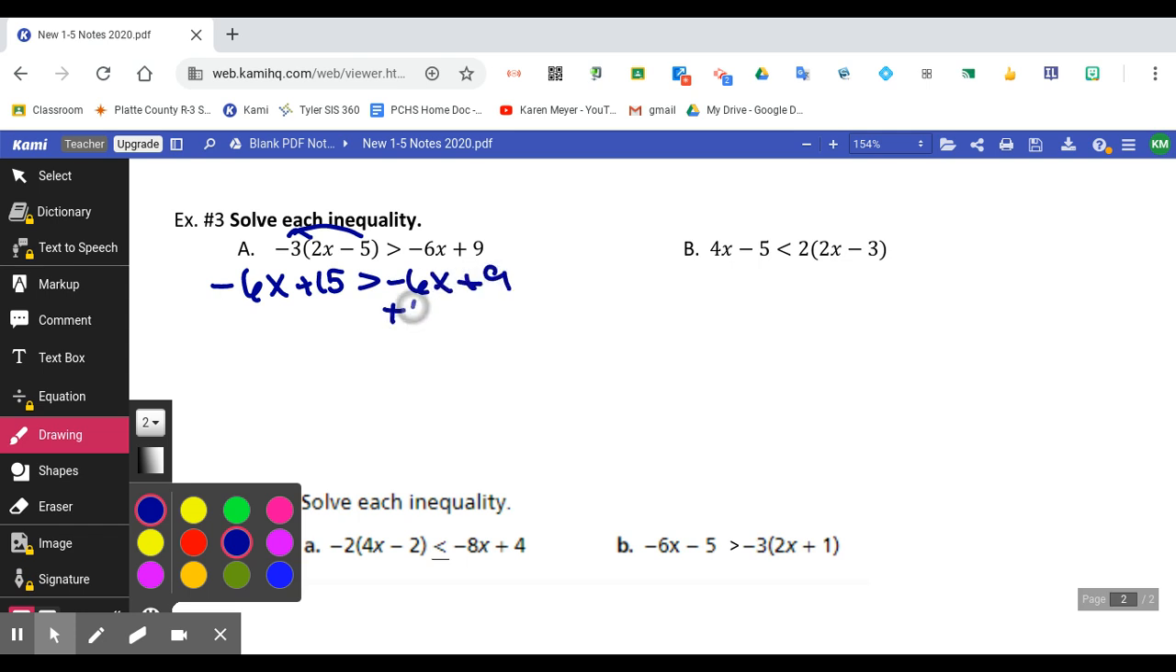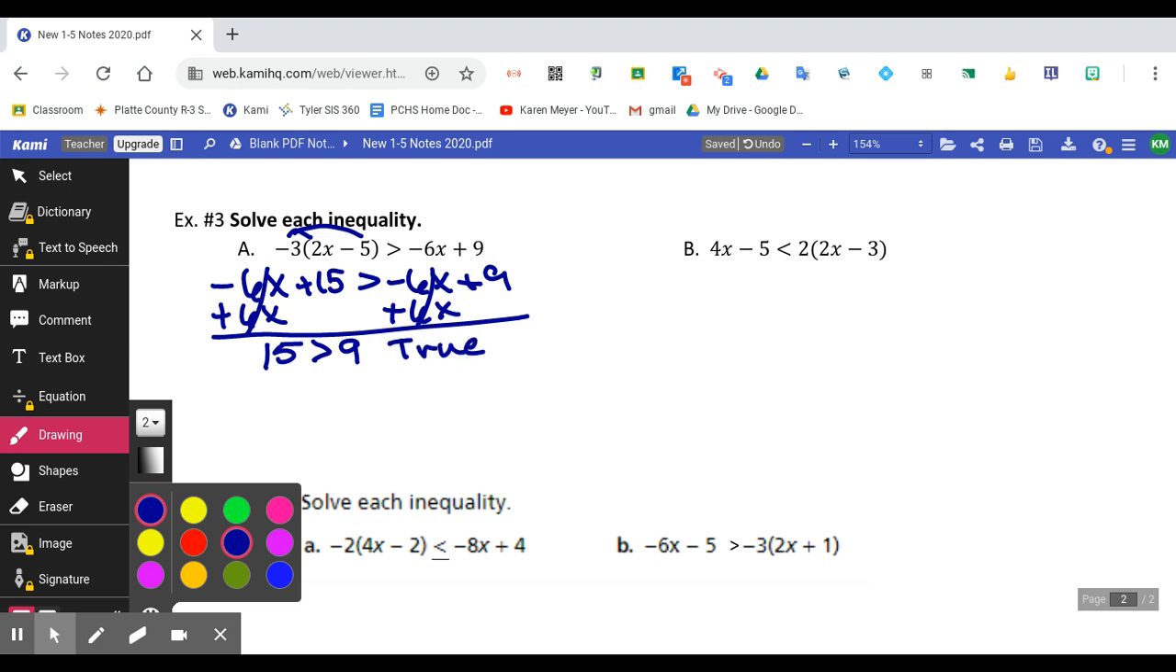And then I'm going to add 6x to both sides. And you're going to notice, hey, my variables cancel out on both sides, so that means it's a special case. So let's look at what we're left. We are left with 15 is greater than 9. Well, is that true or is that false? That is most definitely true.